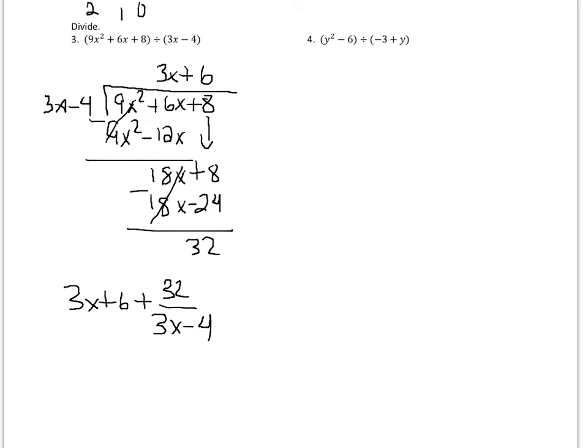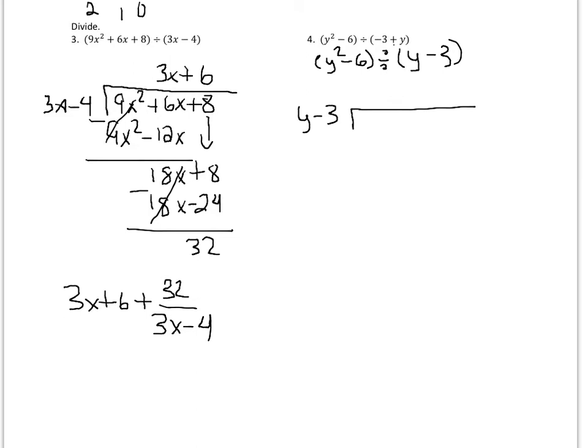So I see a couple things here. First, it says negative 3 plus y. I don't like having that first, so I would rewrite this. Y squared minus 6 divided by, well, that's the same as y minus 3. So now, set it up. Y minus 3 is outside.